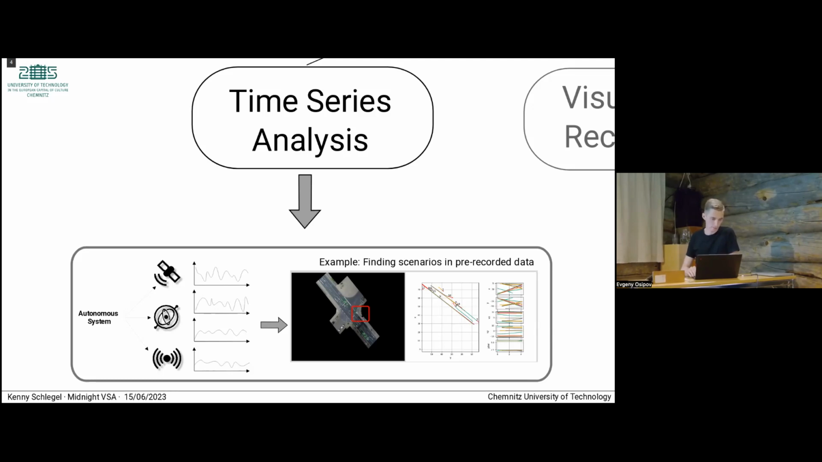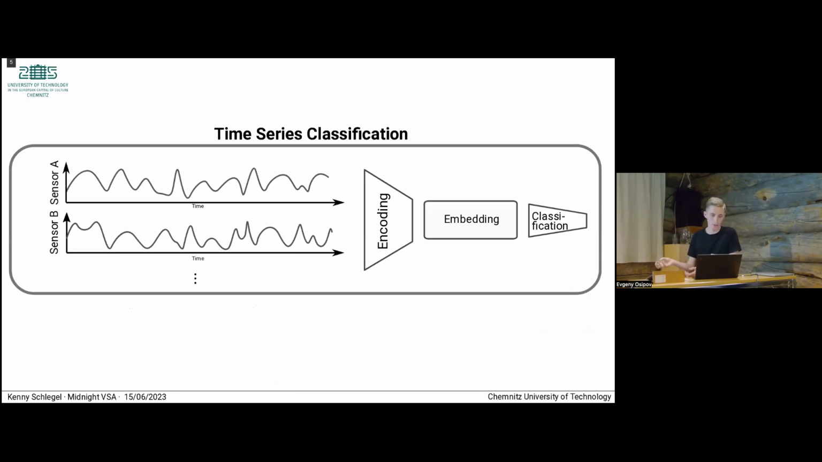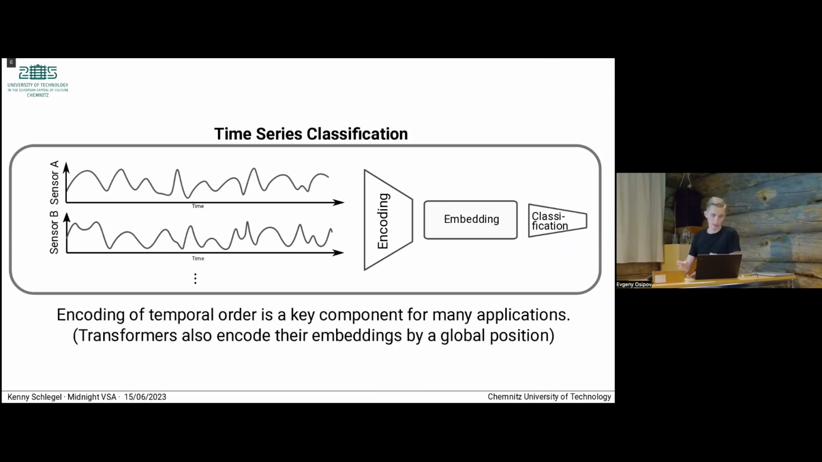Okay, hence the main topic is related to time series classification. So we have some signals, do some encoding, and can classify whatever. And within this task, I'm interested in the temporal order encoding of the time series, because I think encoding of temporal order is a key component for many applications. Even transformers are using positional encoding for their embeddings. Within this specific pipeline, I mainly focus on the encoding part rather than the classification.